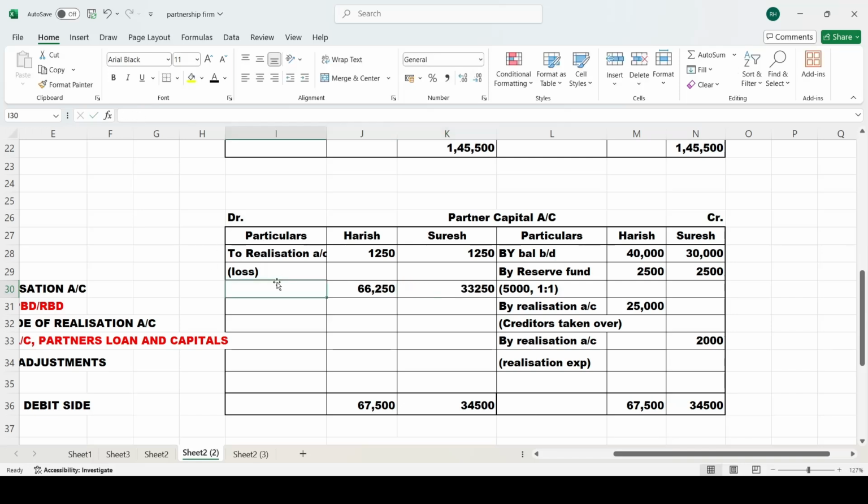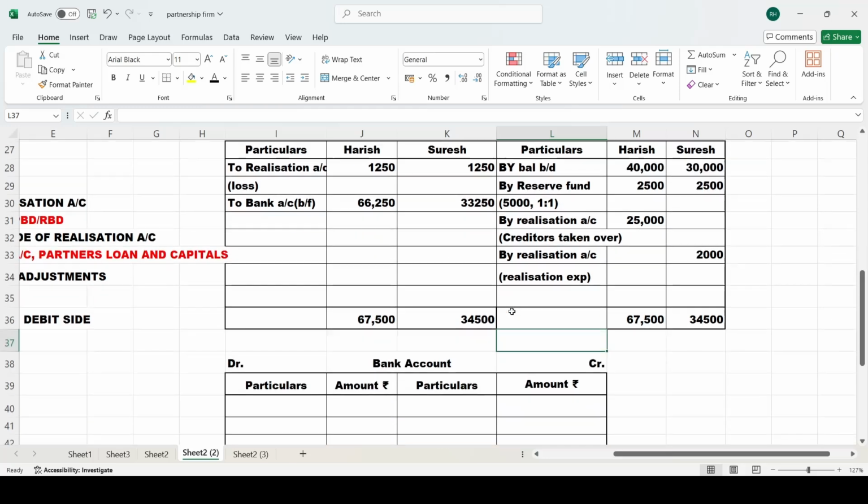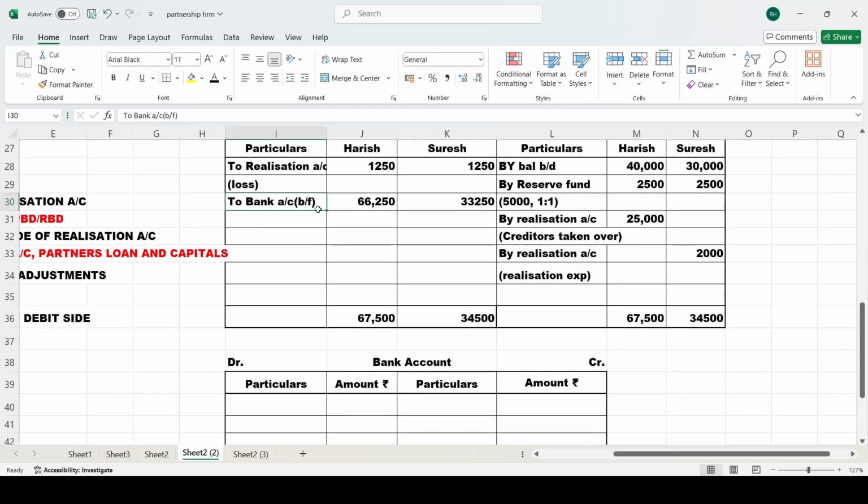So this one we'll write as to bank account, in the bracket B/F. B/F stands for balancing figure. So now we have got the amounts 66,250 and 33,250. Hence it is a bank account. We'll just highlight it. It will be easy for you to refer to it.